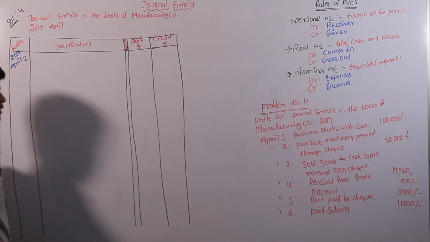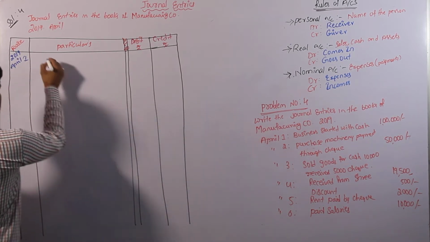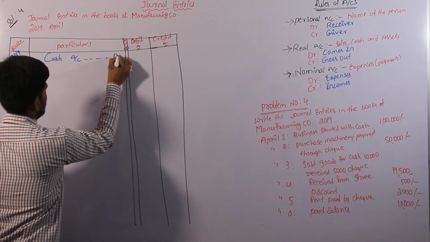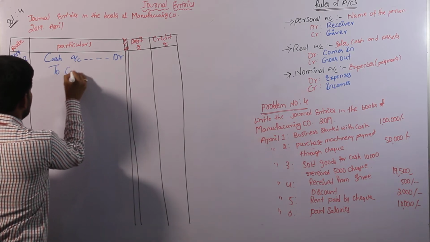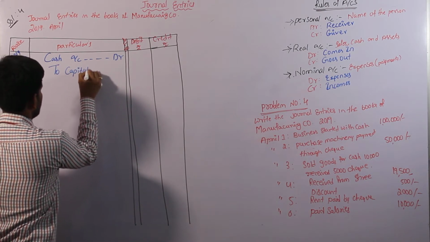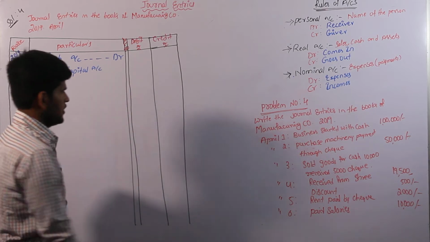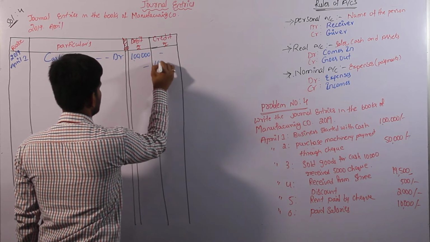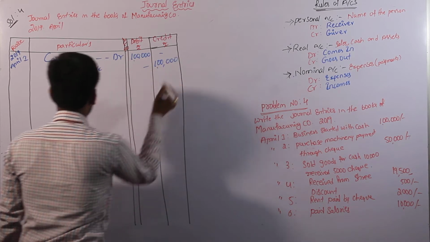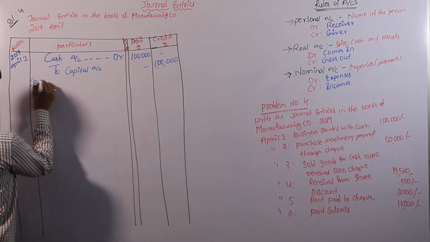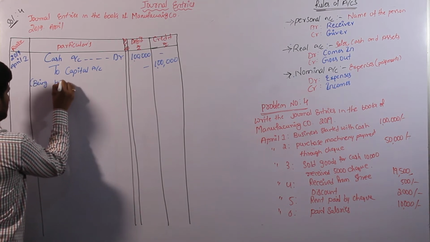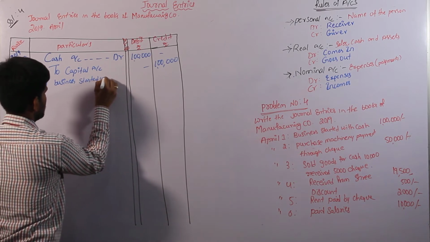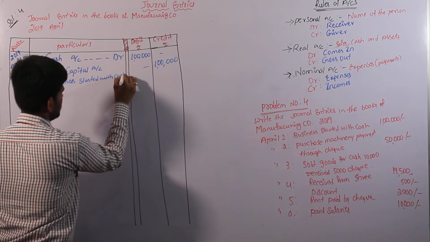After that we write the first transaction: 2019, April 1st. The entry is cash account debit to capital account. The amount of the first transaction is 1 lakh. Narration: being business started with cash.